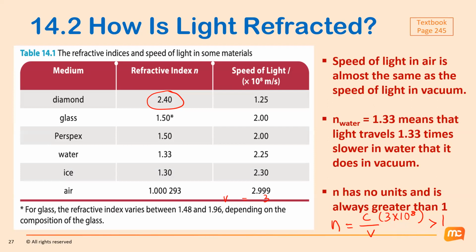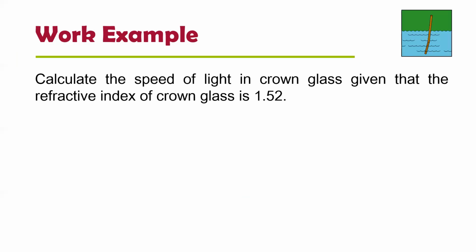So if you were to do any calculations and you get the refractive index is less than 1, that means your calculation is confirmed wrong. There is nothing that can have refractive index of less than 1 because there is nothing where the speed of light is faster than 3 times 10 to the power 8. Okay, then we'll take a look at the word example.